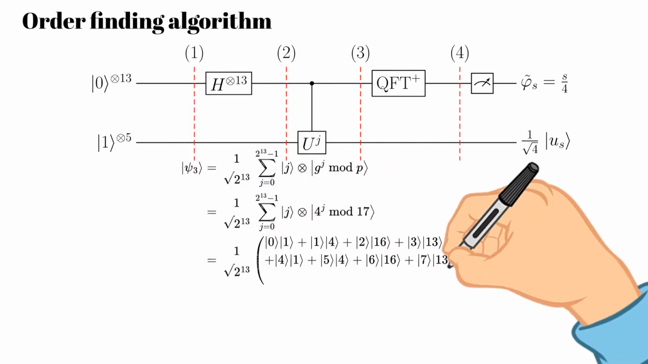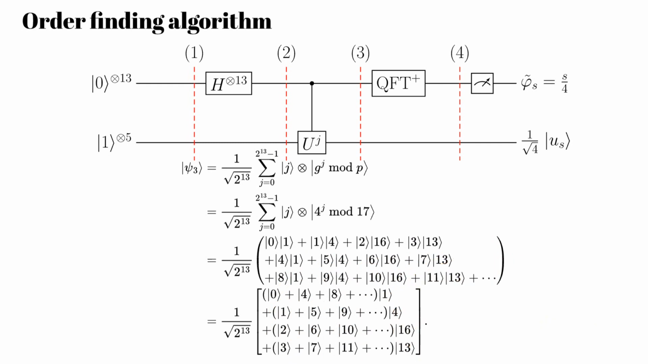The state psi3 is a sum over all j values from 0 up to 2 to the power of 13 minus 1. For each j, the first register is in the state ket j, and the second register is in the state that encodes 4 to the power j, modulo 17. Because 4 raised to different j values cycles through a repeating pattern modulo 17, you see the sequence 1, 4, 16, 13, then back to 1, 4, 16, 13, and so on. The equation shows each state ket j paired with the resulting second register state.